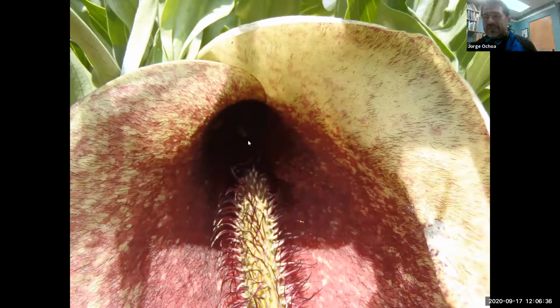So the flies will normally look for crevices inside dead corpses, and that's where they're going to lay their eggs. And thinking that this is a dead animal, the flies are going to go inside, come in contact with the reproductive structures of the flowers, and they will lay their eggs, but there's nothing for the maggots to eat, so they'll die. So it's a one way street for the fly, in a way.